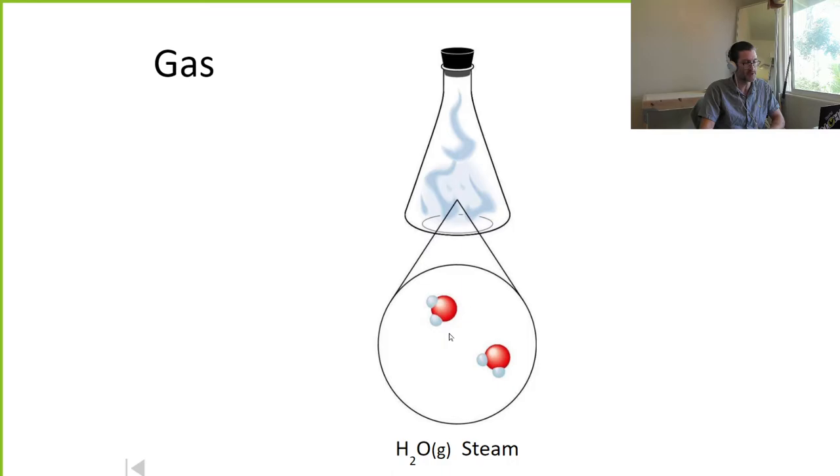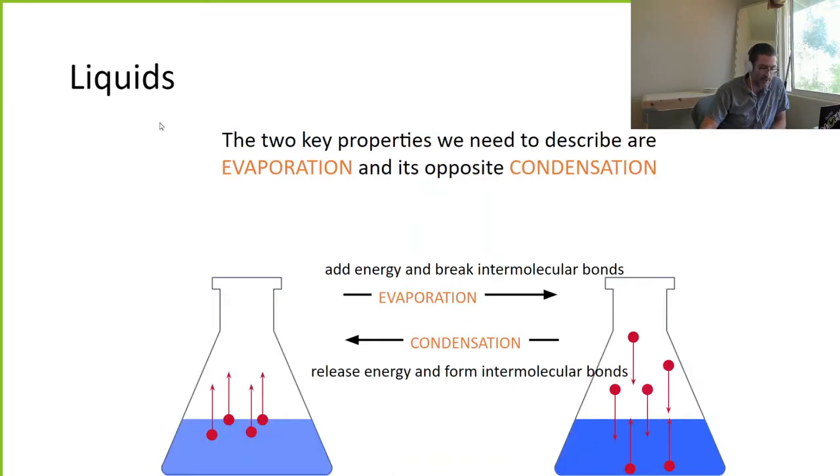All right. As we transition between those phases, there's some language that we want to address. For some of them, it's common, we'll get to it, but for now we want to talk about two key properties. One is evaporation and the other is condensation, and that's moving from a liquid to a gas or a gas to a liquid.